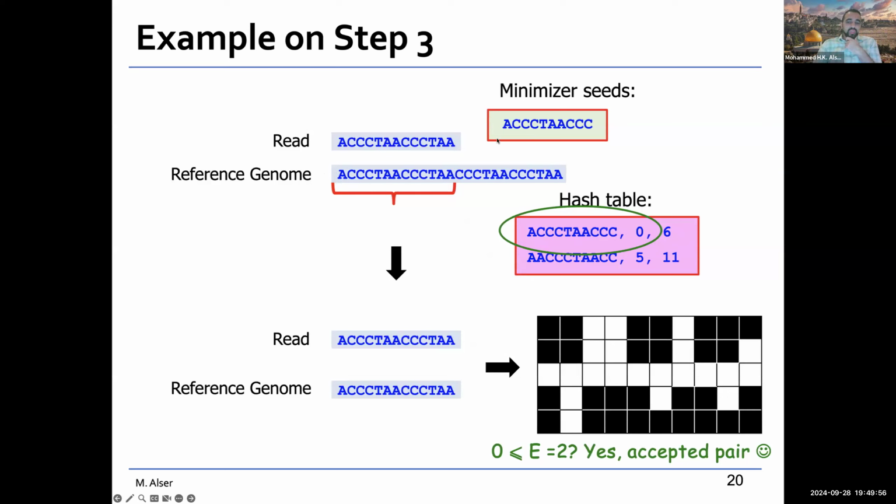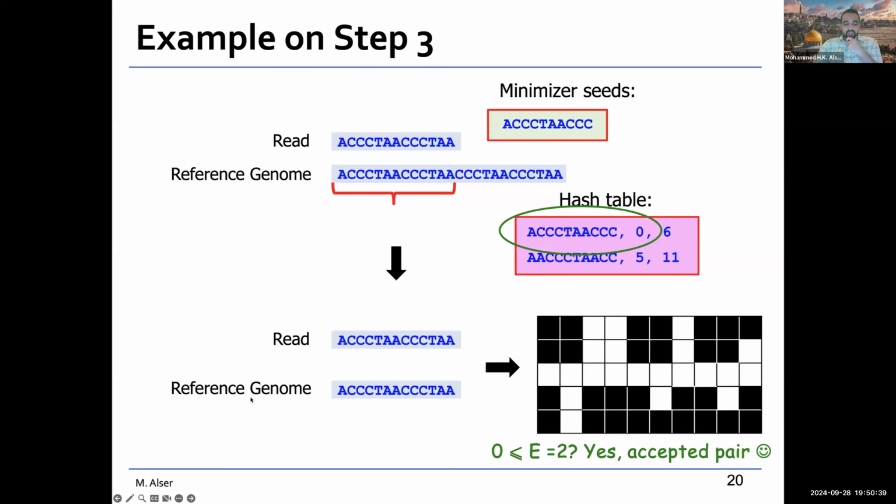Again, because we use the minimizer seeds that we extract from the read sequence to query the hash table, we know based on the matching between the seeds that this seed matches the reference genome at location 0. So we go to location 0 in the reference genome and we pick the exact number of characters that we have in the read sequence. 1, 2, 3, 4, 5, 6, 7, 8, 9, 10, 11, 12, 13. So we pick 13 characters from here, and then we apply a pre-alignment filtering algorithm on that.